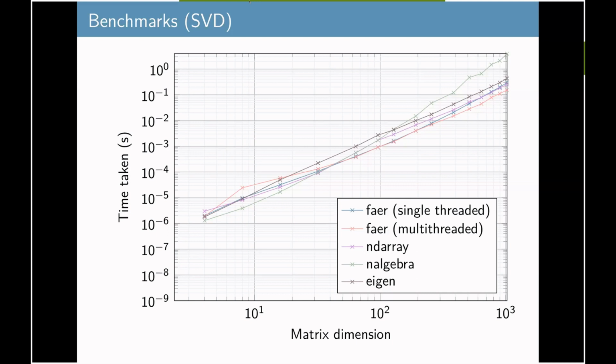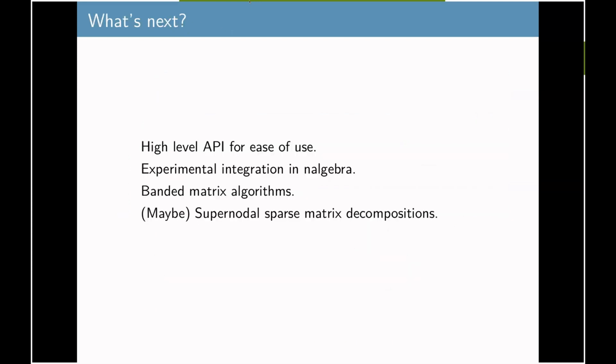So what is next for the library? Right now, you'll notice that I haven't shown many snippets of code. And the reason behind that is that the library is actually very low level and not very convenient to use. Basically, it doesn't allocate any memory internally, so it asks the user to allocate their own memory.